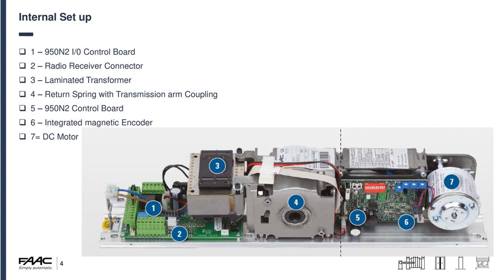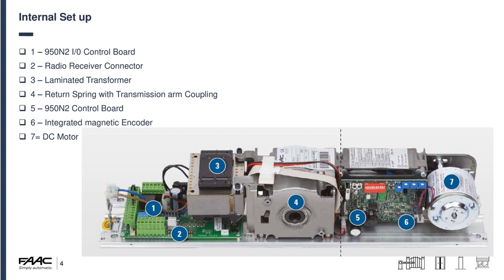Internals of the operator. Quite a nice, neat little diagram. It just points out where the operator parts are situated. The IO control board is there on the left-hand side, number one. Number two is the radio receiver connector. This basically means we can plug in a board, obviously, for wireless activations.